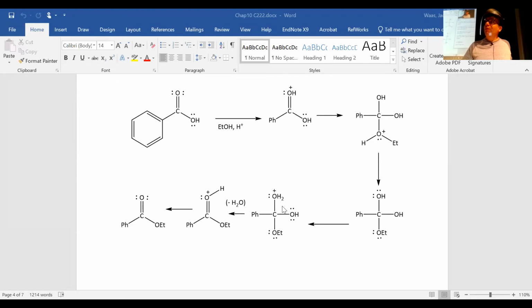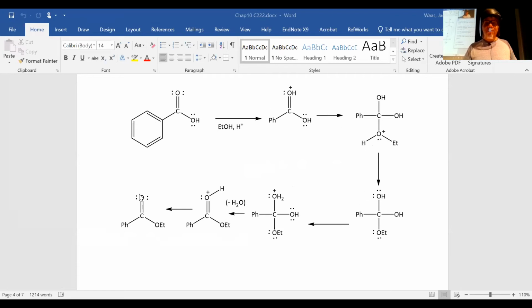So this type of substitution goes by an addition followed by an elimination. We add the alcohol and we lose water. And so we get an intermediate that looks like this. This is essentially the product, just protonated. And then something comes along and pulls off that proton, probably an ethanol molecule in case you're wondering, and then we get our product. So these are the steps that we go through.